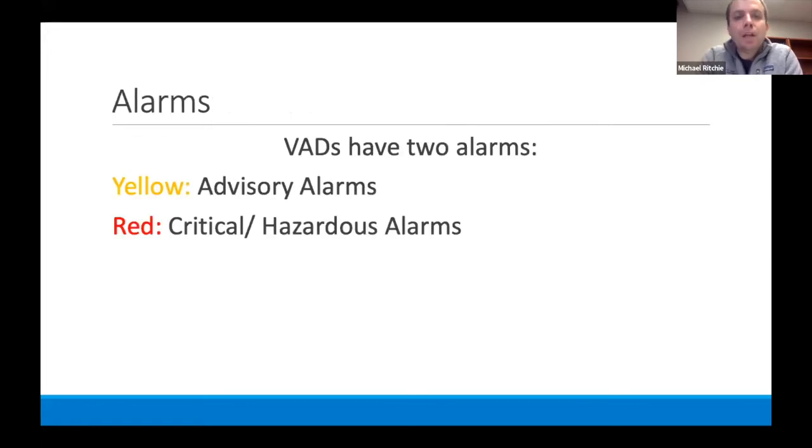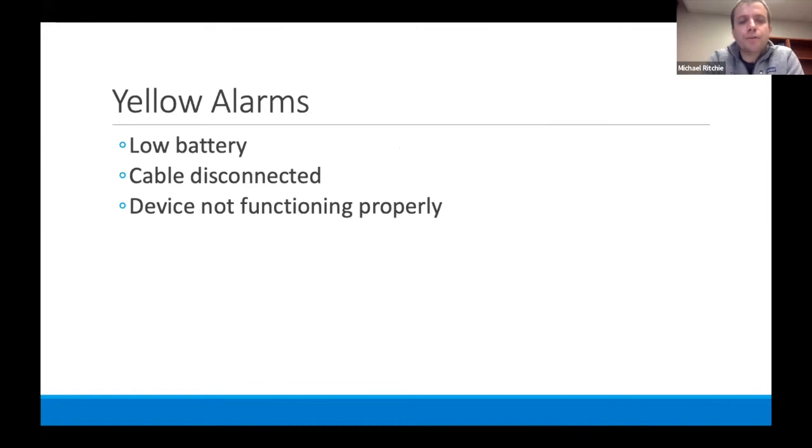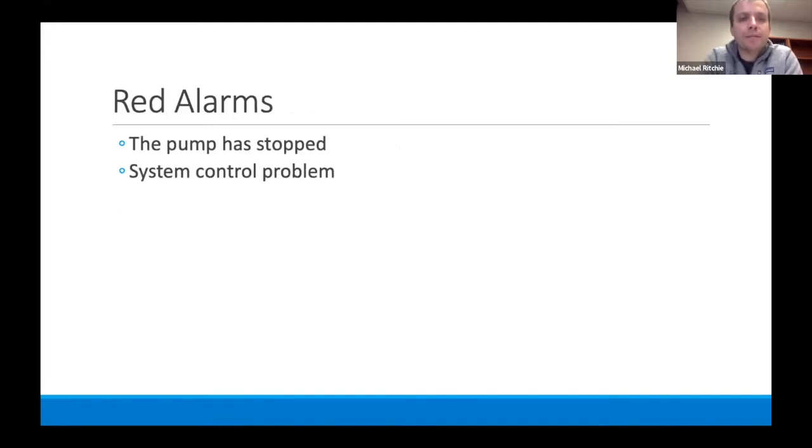And then you will have alarms. So there's yellow alarms and red alarms. Yellow obviously just means advisory, red means critical. Your yellow alarms are just going to be low battery, or there may be a cable disconnected, or the device isn't functioning properly, but still it's functioning, versus a red alarm would be when the pump is stopped or there's just a system control problem. And that means immediate action, because it's not actually working, and the patient's going to be in serious trouble if it's not dealt with.